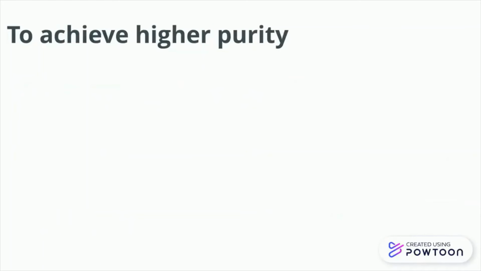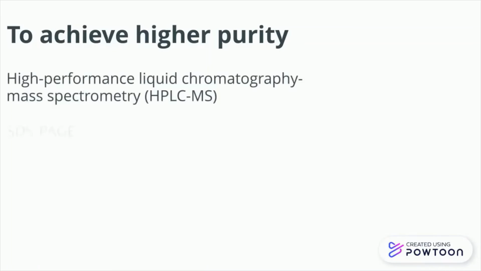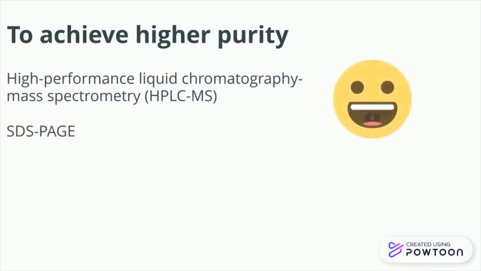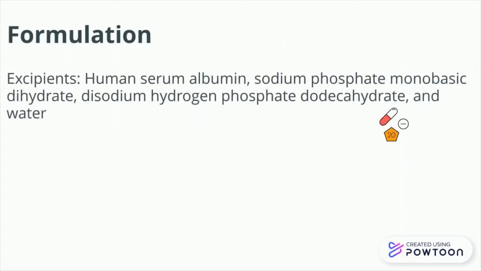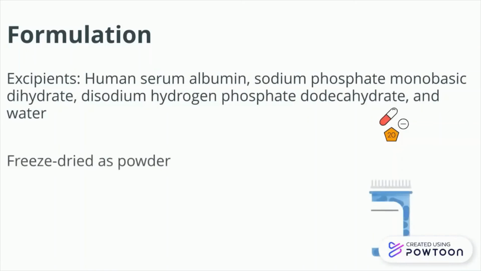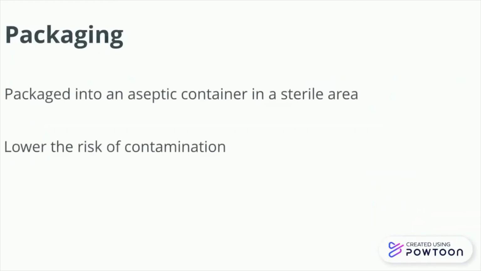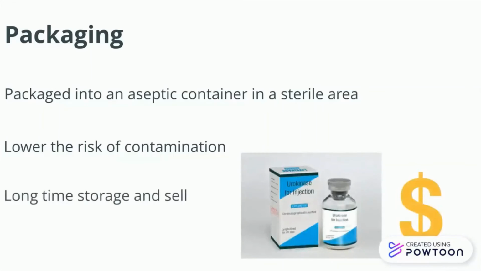To achieve a high purity of urokinase, more advanced separation techniques such as HPLC-MS and SDS-PAGE can be used to remove unwanted molecules. Moving to the formulation section, certain excipients such as serum albumin and sodium phosphate monobasic dihydrate can be used to increase the stability and biocompatibility of urokinase in the blood vessels. In the end, the mixture is freeze-dried into powder form. Considering the packaging, in order to lower the risk of contamination, urokinase has to be packaged into an aseptic container in a sterile area. Then, it's ready to be sold.